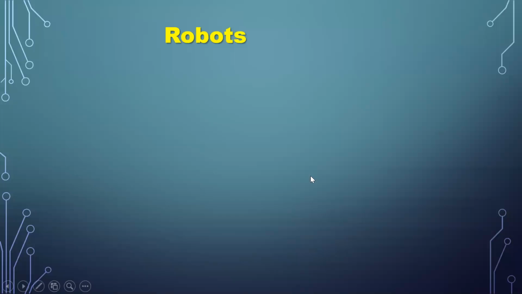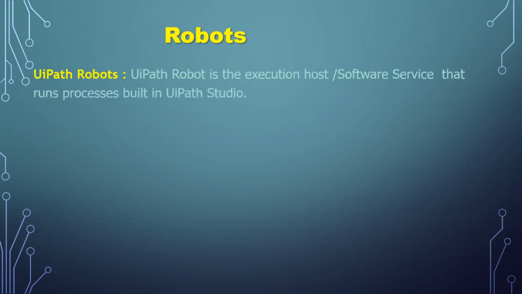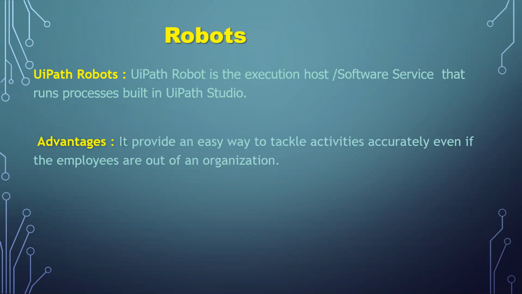So robots. Robots is one of the navigations available in the UiPath Orchestrator. Robots, it's a software service, or we can say it's an execution host that is able to execute our process, which is built in the UiPath Studio. Then advantages. It provides an easy way to tackle the activities accurately even if the employees are out of an organization.